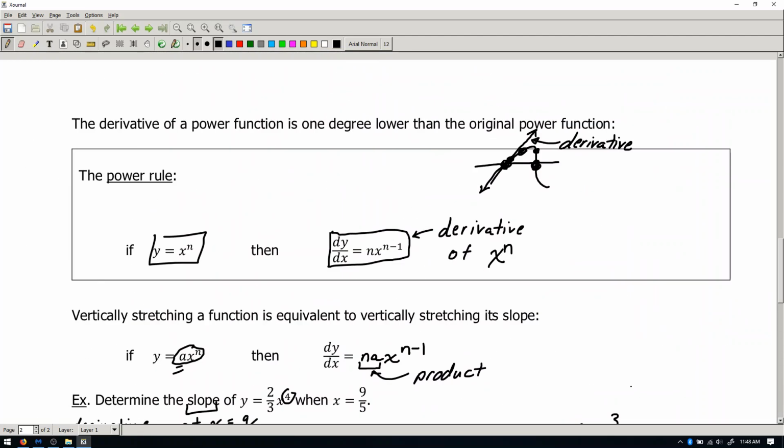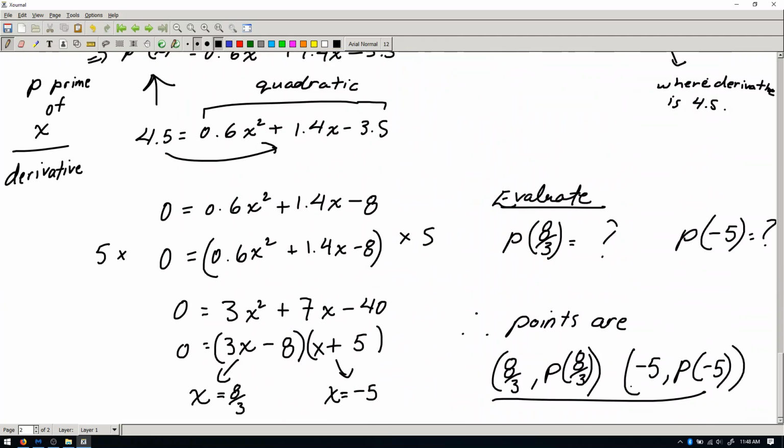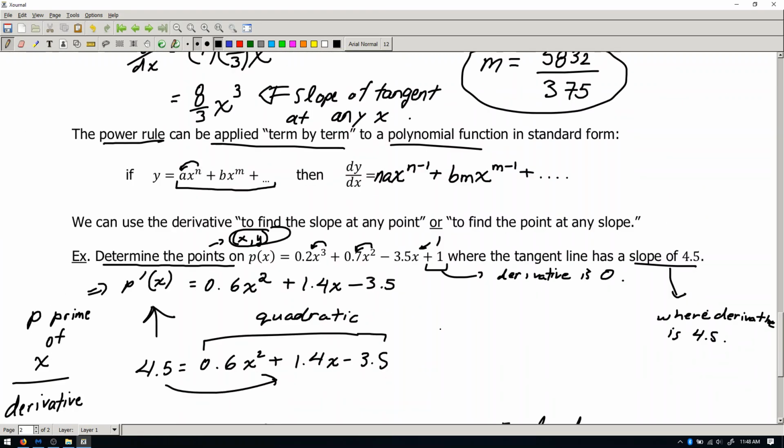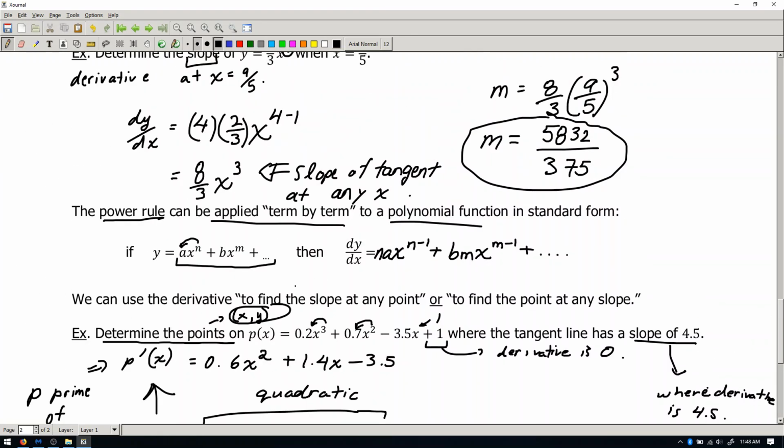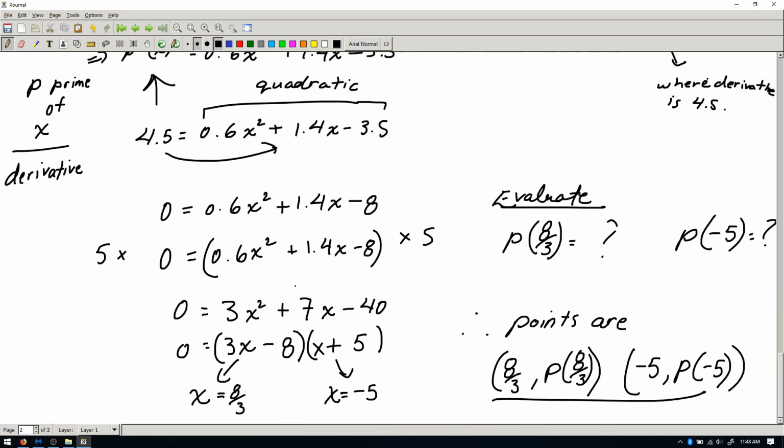Basically, that's the idea. So that's the power rule. Next, we're going to apply the power rule, but to rational functions. And we're going to apply the power rule to radical functions. So it's the same process, same rule, just a few more steps.